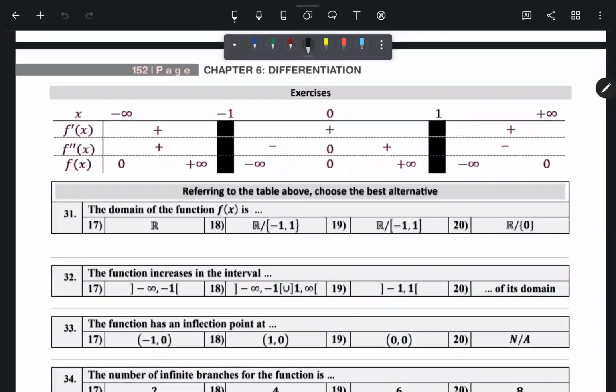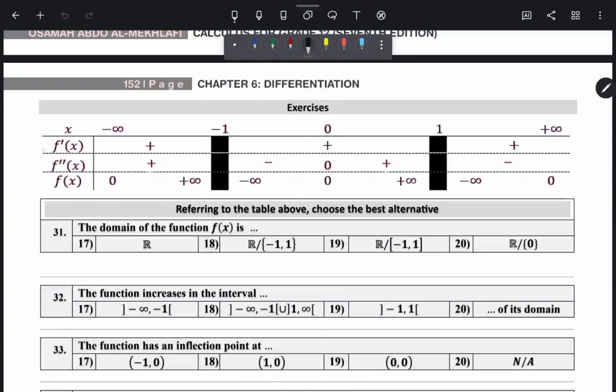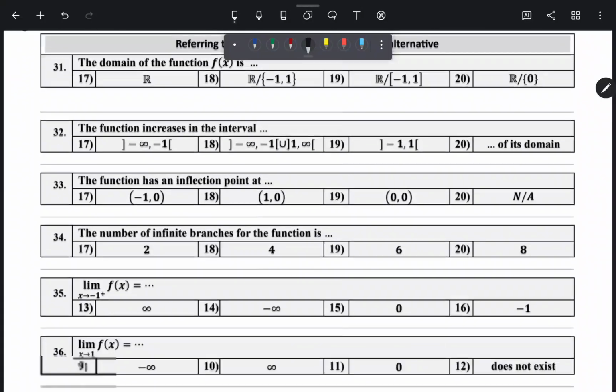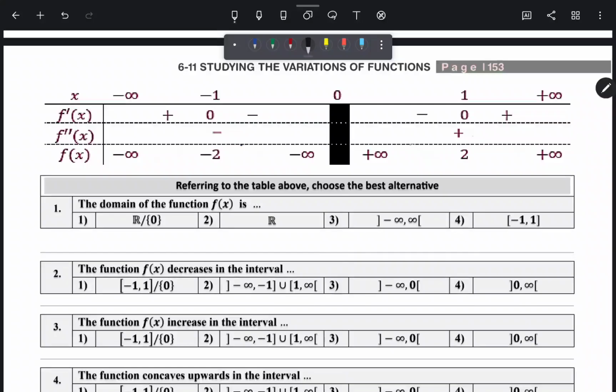This table is composed of x. The first row is x. The second row is f derivative of x. The third row is f double derivative of x. The last row is f of x, which is y. Same thing here, the table has 4 rows: x, f derivative of x, f double derivative of x, and y.